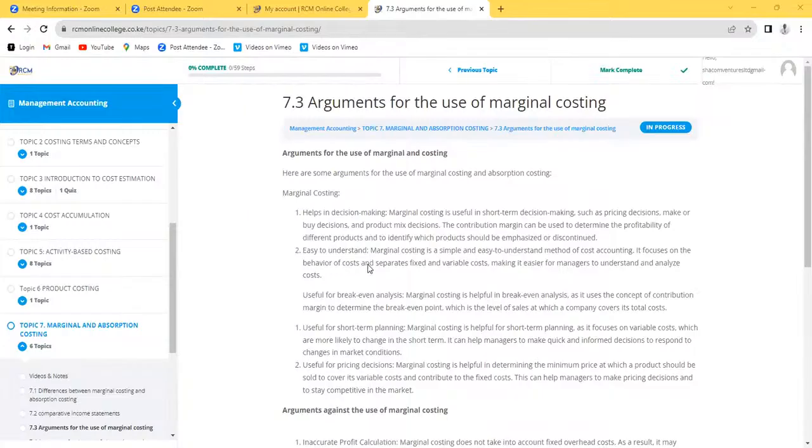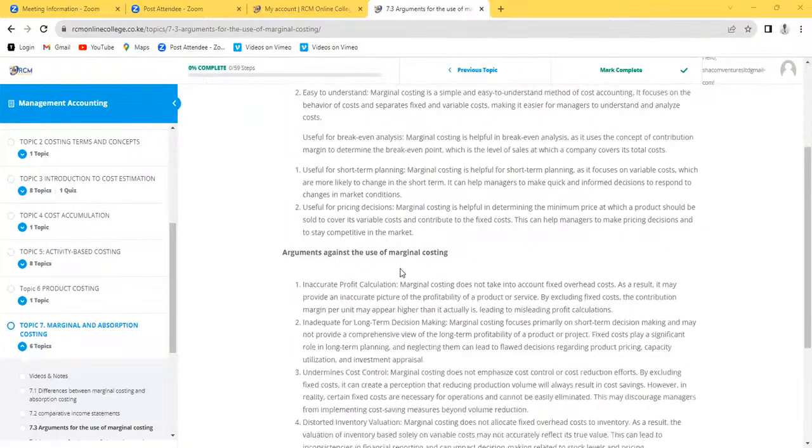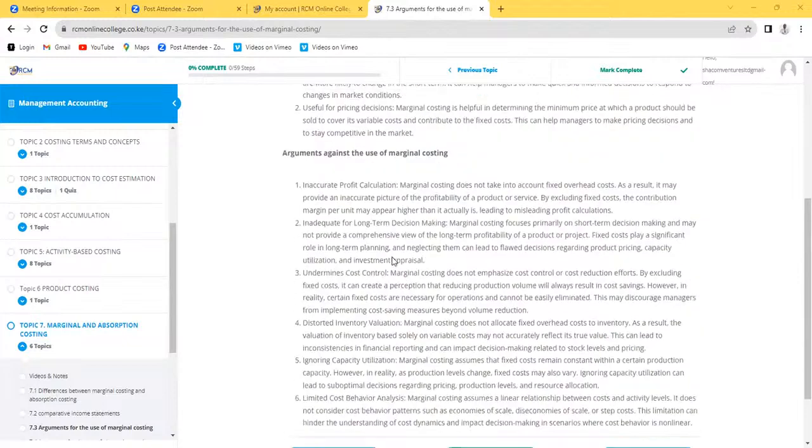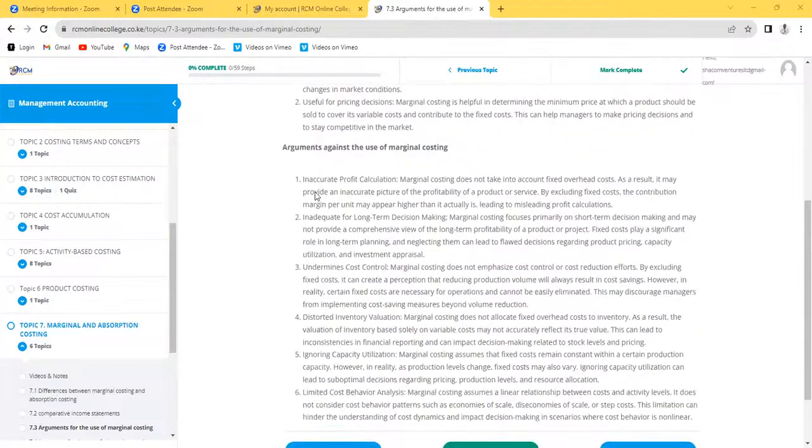Then we have easy to understand. Marginal costing is simple and easy to understand. Of course, we've been able to see that. The only thing you need to know is to identify the variable production costs. Then now arguments against, or some of the limitations: inaccurate profit calculation. Why? Marginal costing does not take into account fixed overhead costs. As a result, it may provide an inaccurate picture of the profitability of a product or service.